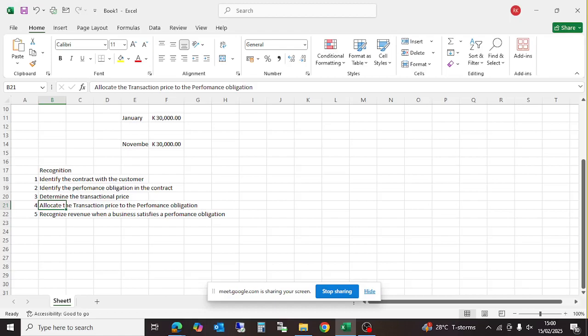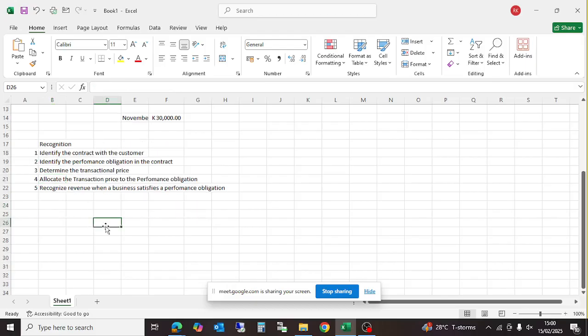Here's another question. An IT company provides a 12-month software maintenance contract for 24,000 kwacha. So we have an IT company providing a service worth 24,000 kwacha for 12 months. That's a software maintenance service.